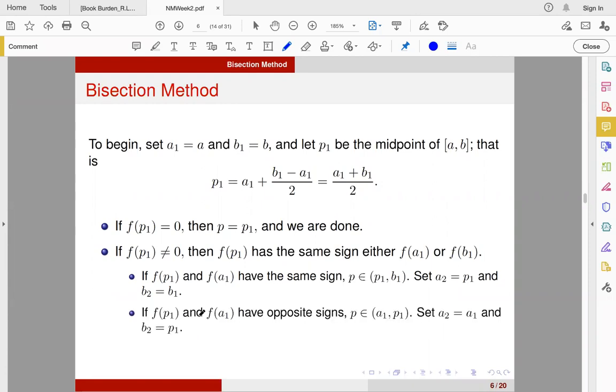Otherwise, if fp1 and... okay, so this is not a1 actually, so b1. Okay, I will revise this. If fp1 and fb1 have opposite sign, then we remove b1. Then the interval that contains the point P is A1 until P1. The next step, set A2 equal A1, and B2 equal P1.